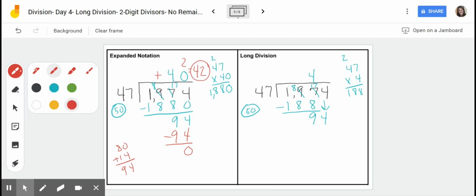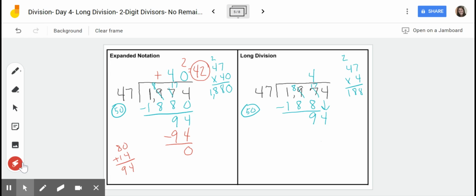Notice this is the exact same problem now. 94, 94 divided by 47. And notice that in the step before, we have 188, which are the first three digits of what we subtracted in expanded notation. We just ignored this 0.